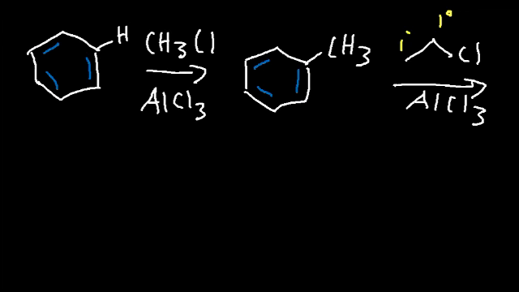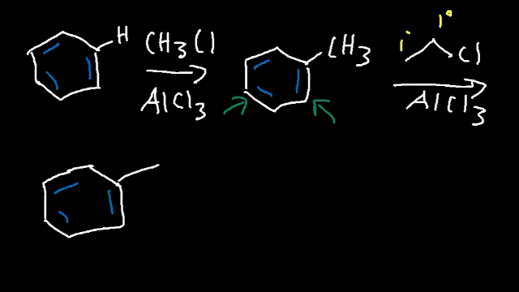Now the methyl group is a weakly activating ortho para director. So the ethyl group can go here or here. But let's draw the ortho product. So here's the methyl and here's the ethyl.